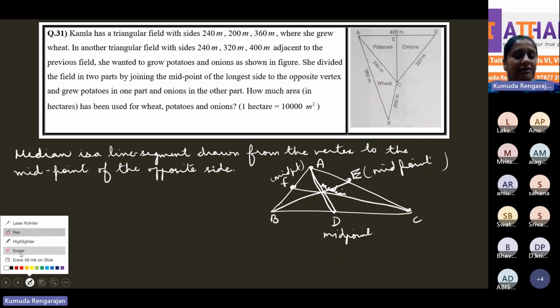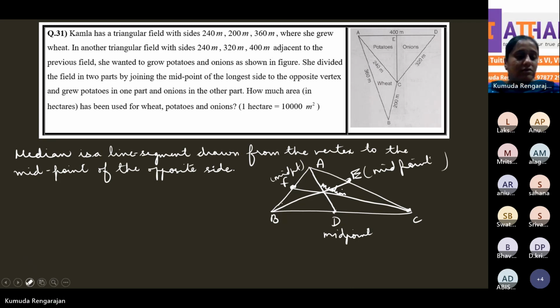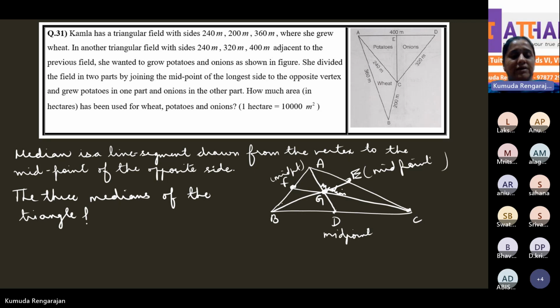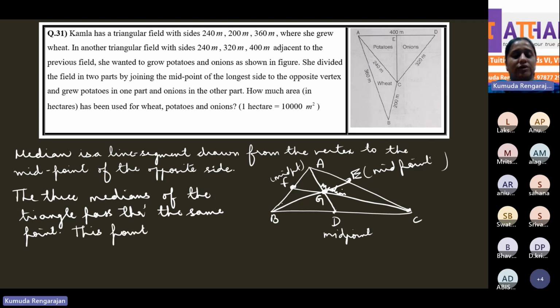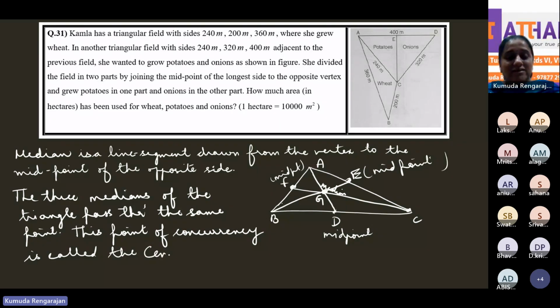Now you can see that the medians are concurrent. They go through the same point. The three medians of the triangle pass through the same point. This point of concurrency is called the centroid of the triangle, and it's normally represented by the letter G.